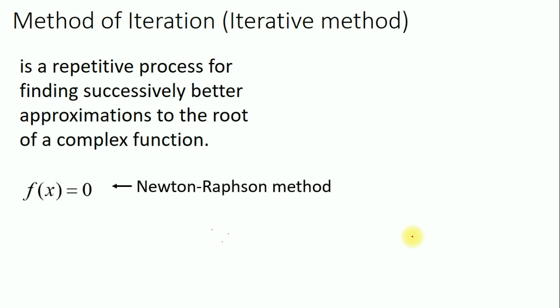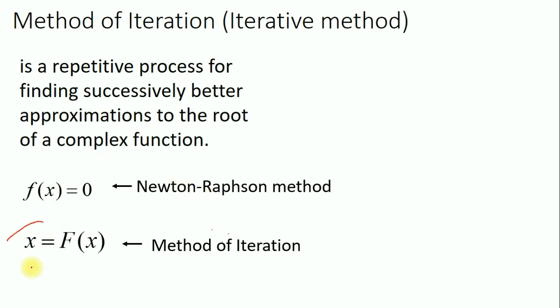Now, for Newton-Raphson method, before you start using the formula, first you must rearrange the equation that you need to solve into f(x) equals 0. But for method of iteration, you need to arrange the equation into another form where x is the subject. As you see here, it must be x equals f(x), the rest at the right side. I'll give you an example.